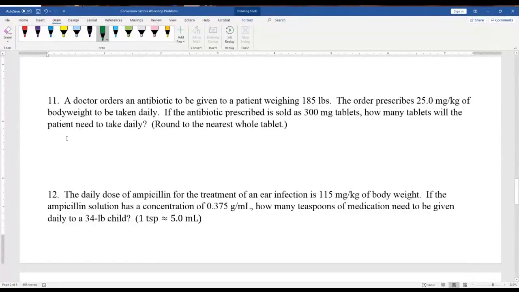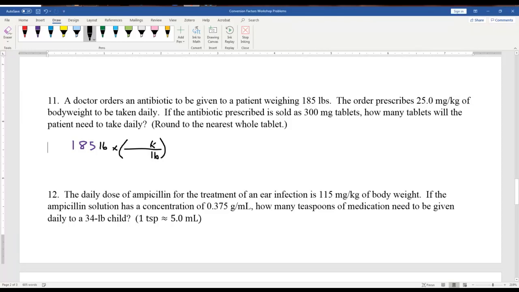I'm going to leave it in the draw mode. I like drawing. 185 pounds. So I get my conversion factors. What unit goes on bottom? Yep, pounds. And what unit goes on top? Kilograms. Kilograms, very good.